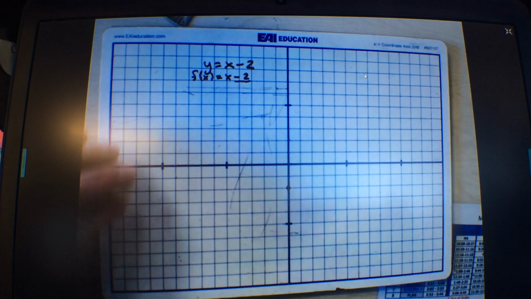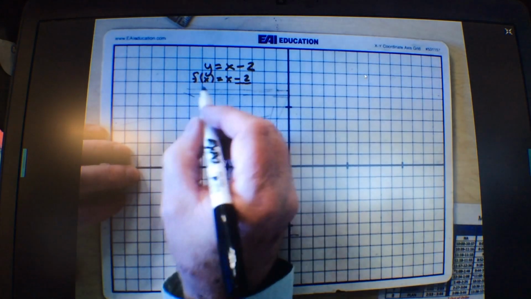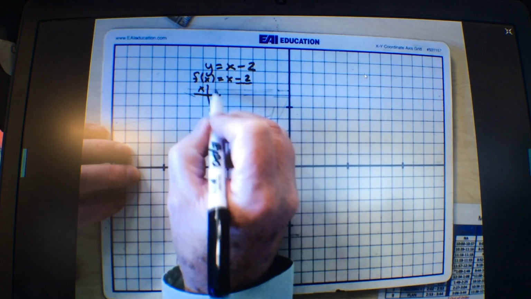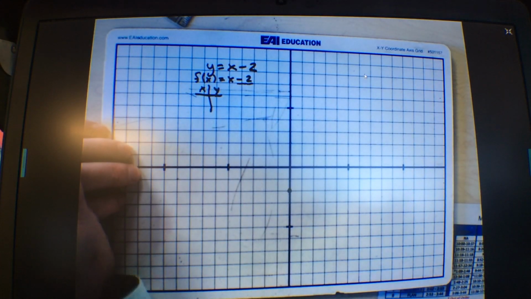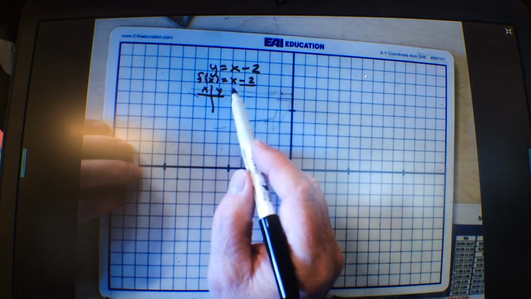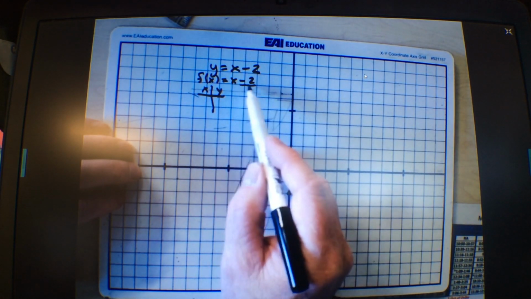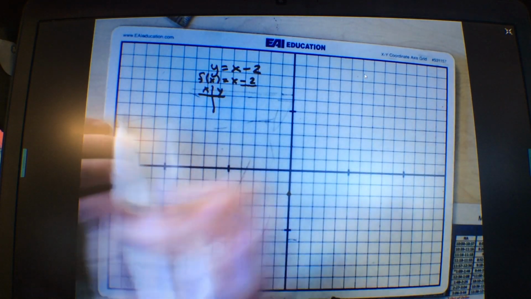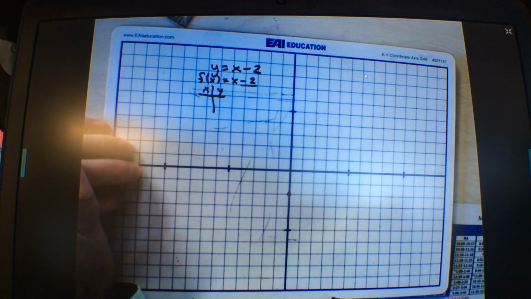Okay, so we need another point, right? So let's go ahead and find another point. I'm going to use the t-table. That's how I find another point. If I put 0 in for x, I get 0 minus 2, which is -2, right? Can I put 1 in for x? Can I put 2 in for x? Can I put 3 in for x? I can put anything I want in for x.